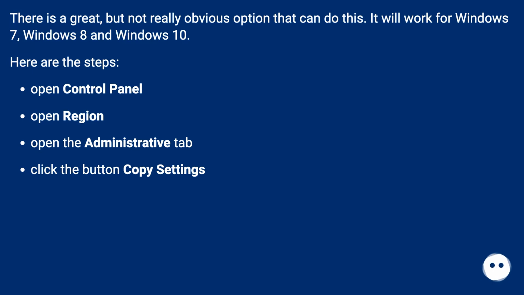Here are the steps. Open Control Panel. Open Region. Open the Administrative tab. Click the button Copy Settings.